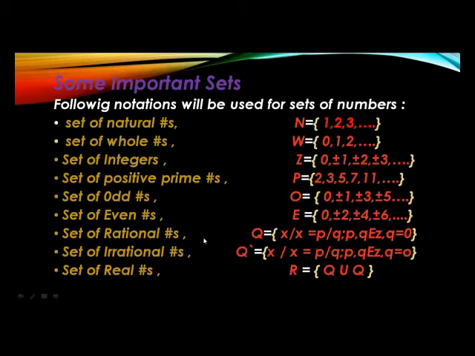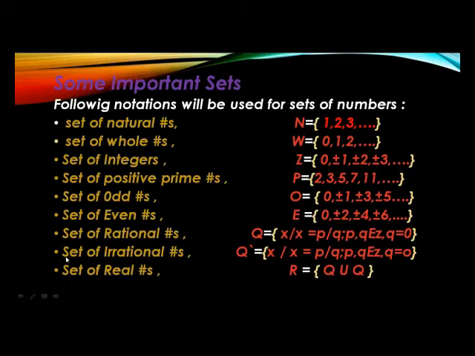Rational numbers are represented by Q, and the set cannot be written in tabular form. It will be written in set builder form. So we write X such that X belongs to P upon Q, which means these numbers can be written in divided form, where P and Q belong to Z, and Q is not equal to 0.